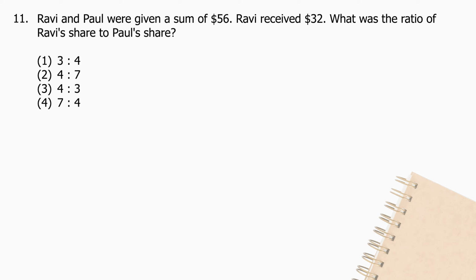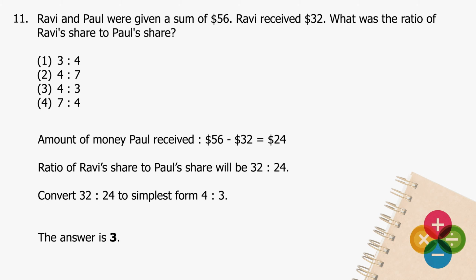Question 11. Ravi and Paul were given a sum of $56. Ravi received $32. What was the ratio of Ravi's share to Paul's share? The amount of money Paul received will be, subtract $32 from $56, and the difference is $24. The ratio of Ravi's share to Paul's share will be 32 is to 24. Convert 32 is to 24 to simplest form will be 4 is to 3. The answer is 3.